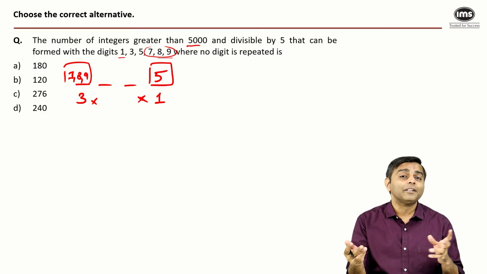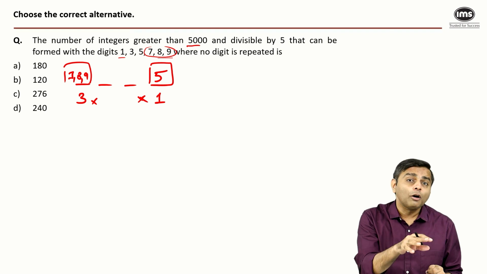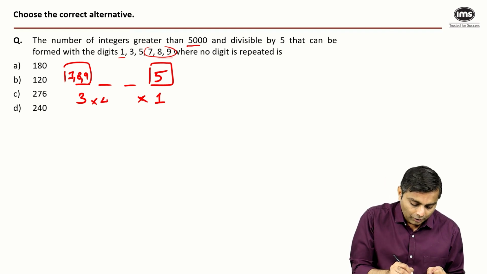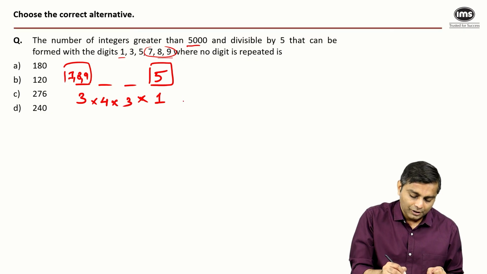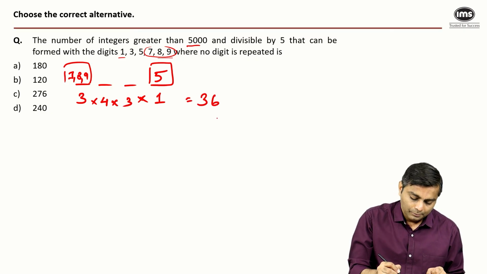So, out of the 6 given digits, 2 digits we have fixed. One is 5 and one is 1 of 3, 7, 8 or 9. So, we are left with how many? 4. So, here there are 4 options, therefore, here there will be 3 options. So, this is 3 into 4, 12 into 3, 36 possibilities.